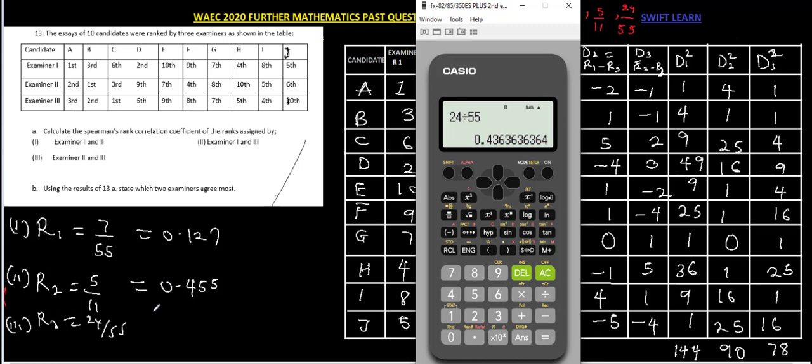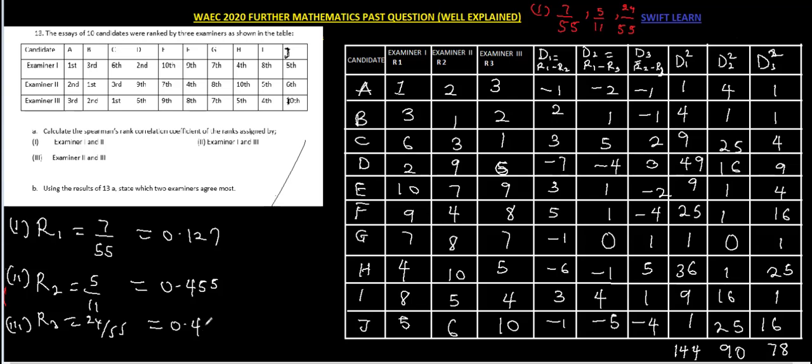That's 0.436. Now look at them. Which examiner has something very similar? That's examiner 2 and examiner 3. So in your answer, you can just see them, right, yellow here.